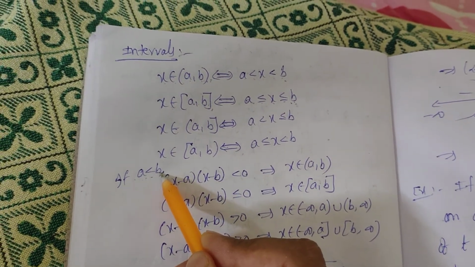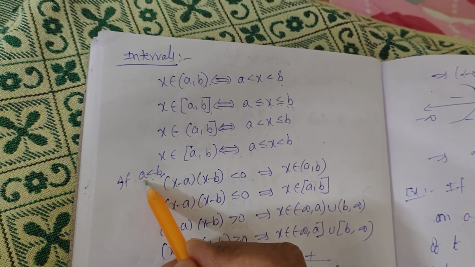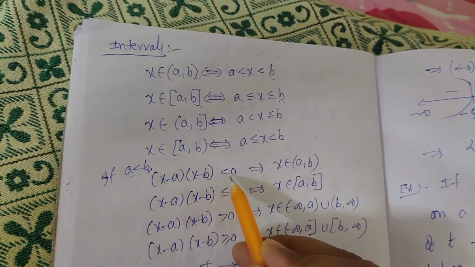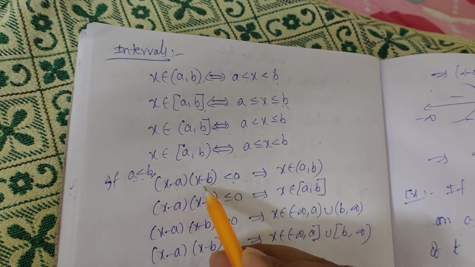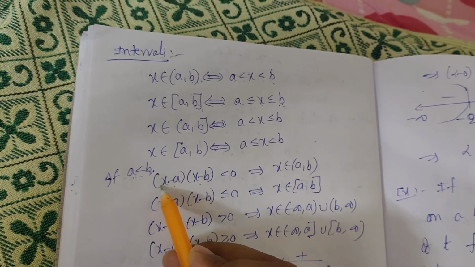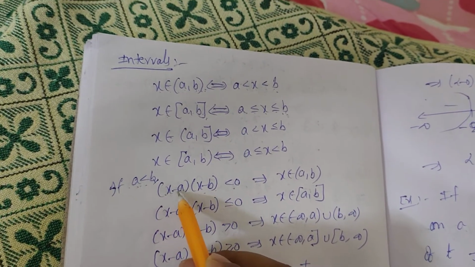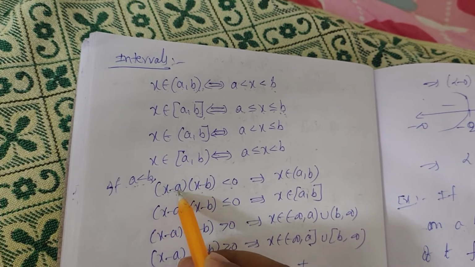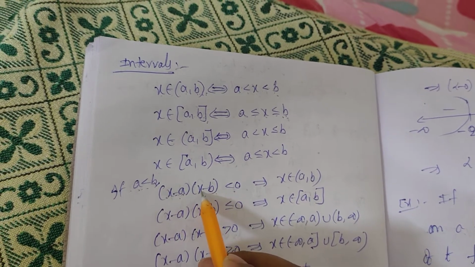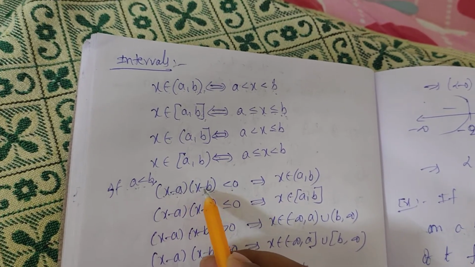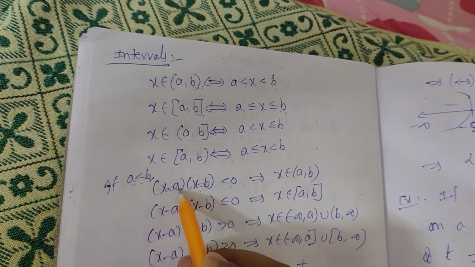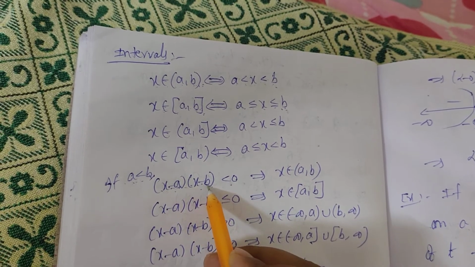Just remember, if a < b, that means I consider a as the smaller number compared to b. In the factors (x - a)(x - b) < 0, just remember in these factors only, the coefficient of x is 1, and in between x and any number there should be a minus, then we consider only that number. Here a, b are any real numbers.